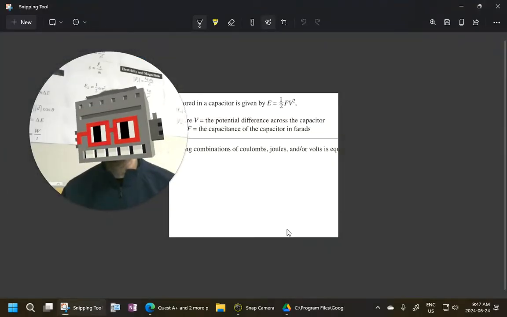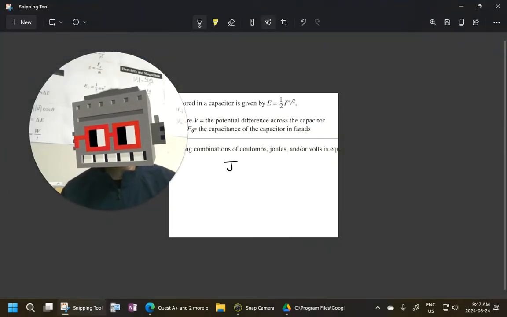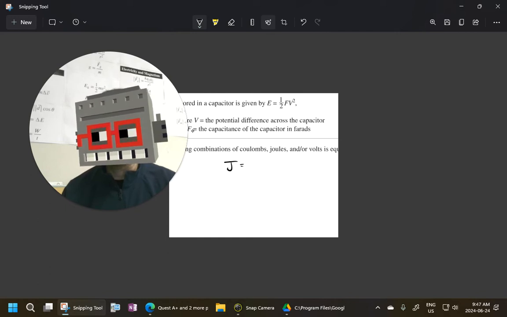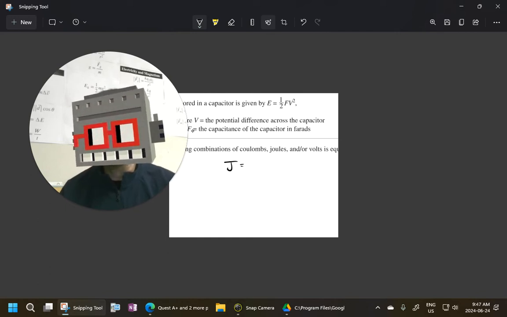Let's see what we can get here. Okay, so here we have joules, and then we're looking for whatever F happens to be, a farad or something. I could put that there. And then we have a volt squared.